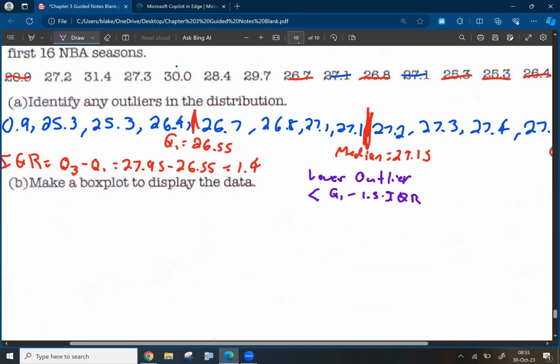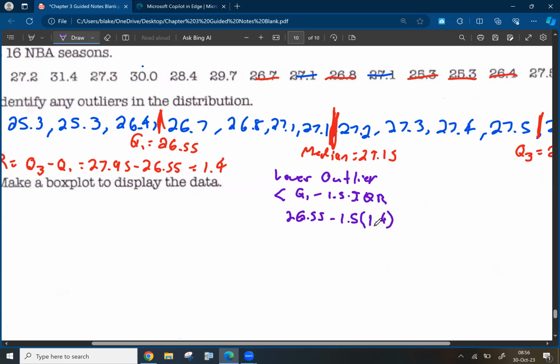So Q1 is 26.55 minus 1.5 times the IQR, which is 1.4. So if we run this calculation real quick, 26.55 minus 1.5 times 1.4, this gets us 24.45. So anything smaller than 24.45 is the lower outlier.